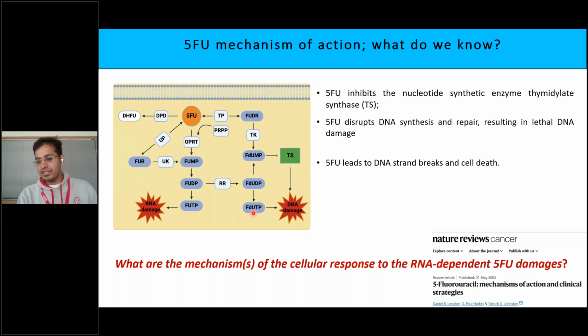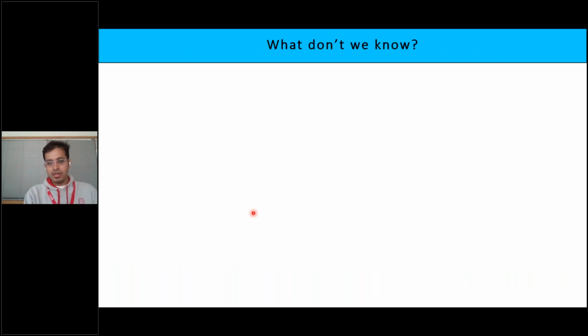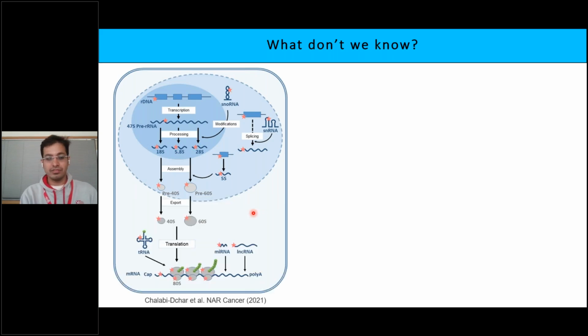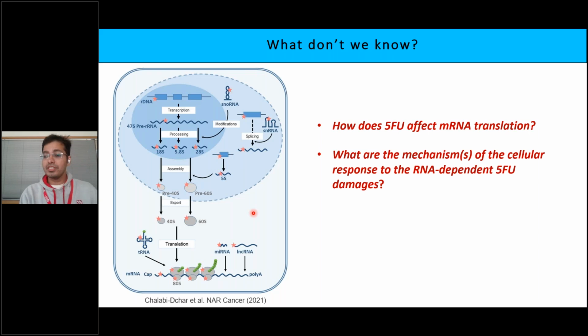This has already been previously described by one of our institute's monumental works, the Patrick G. Johnston work on 5-FU. But still, we do not know, since 5-FU gets incorporated into different forms of RNA, from ribosomal RNA, tRNA, and many types of messenger RNA, microRNA, and everything, how 5-FU affects translation and what the mechanism of the cellular response to these RNA-dependent 5-FU damages is.